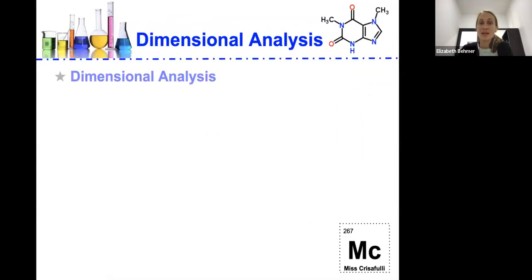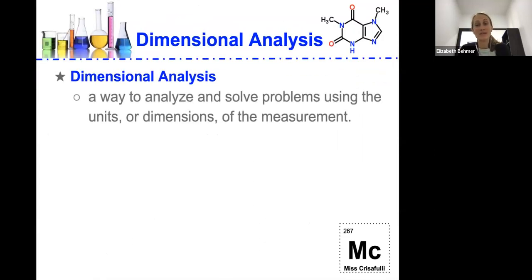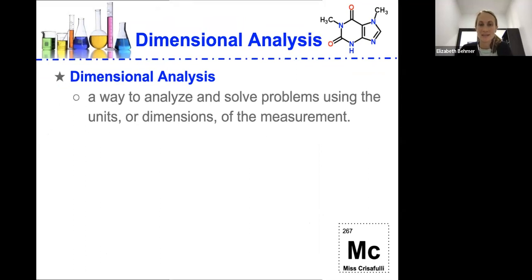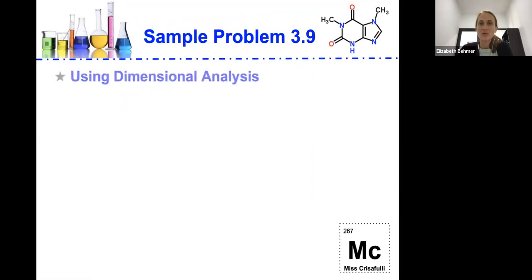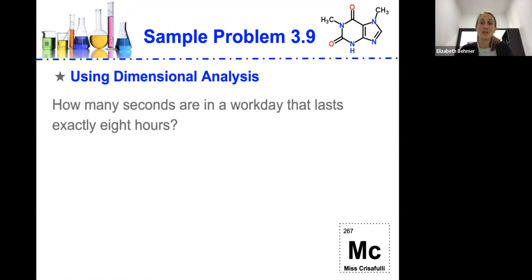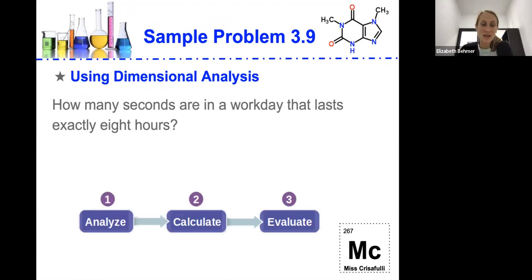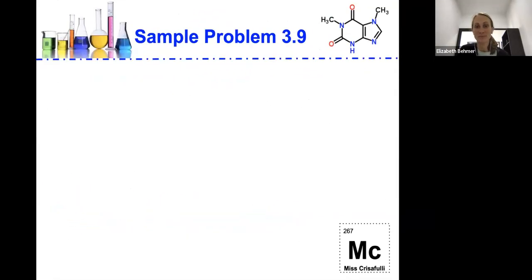Dimensional analysis is a way to analyze and solve problems using the units or dimensions of the measurement. That's why we call it dimensional analysis. So let's go through a sample problem using dimensional analysis. How many seconds are in a workday that lasts exactly 8 hours? We'll first analyze, then calculate, and then evaluate this problem.